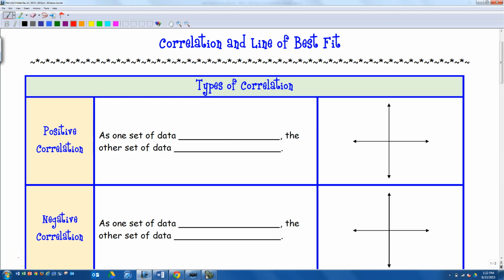Okay, class, this is the correlation and line of best fit video. First thing we're going to talk about are types of correlations. A positive correlation means that as one set of data increases, the other set of data also increases. And what that looks like is, if you have a bunch of data points, it'll generally have a positive slope if you drew a line of best fit through there. You don't have to draw a line of best fit, I'm just saying. It should look like that.